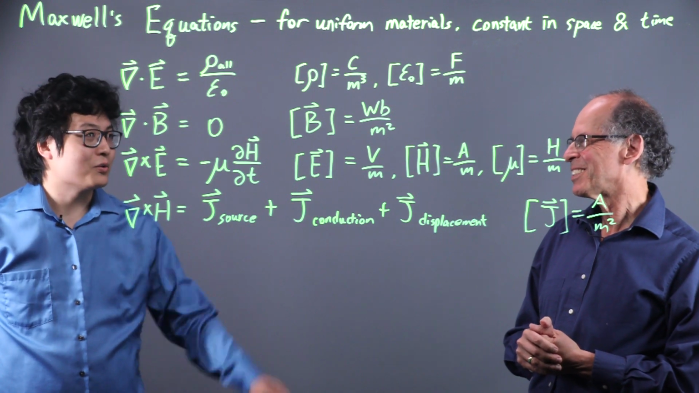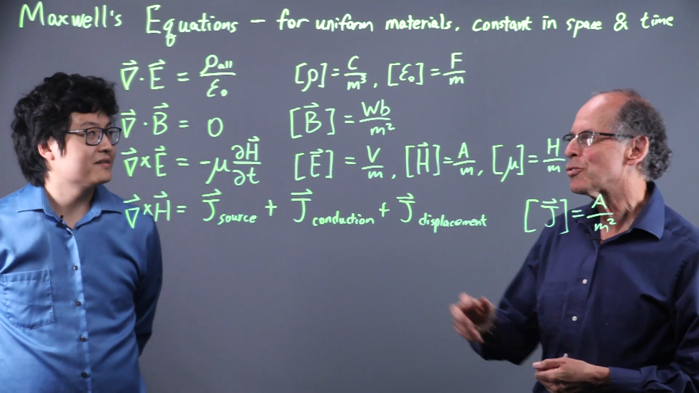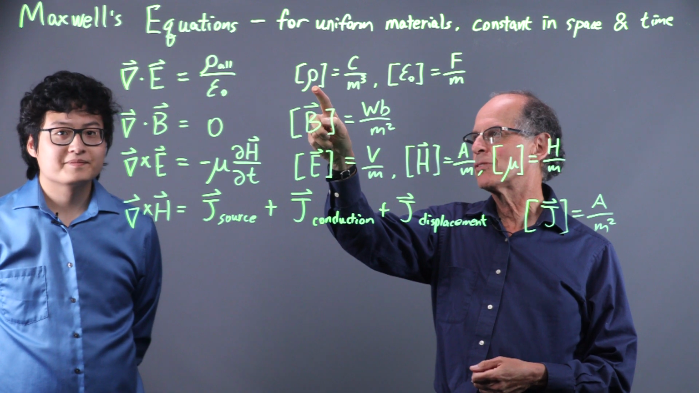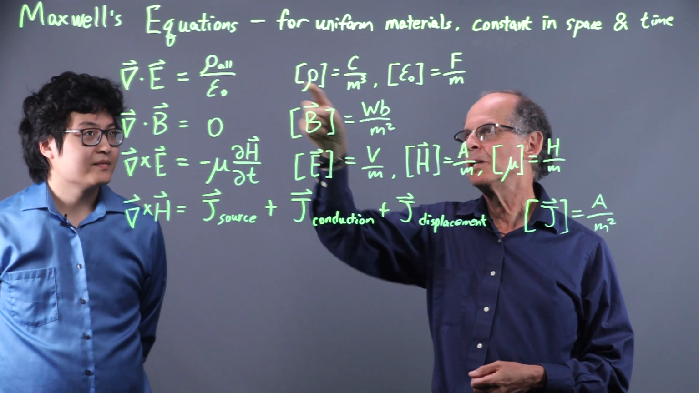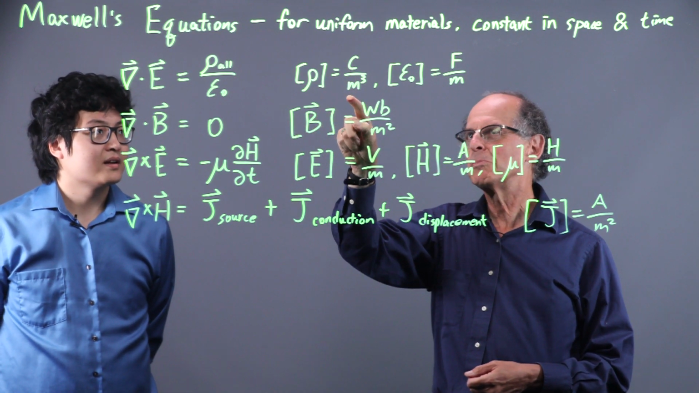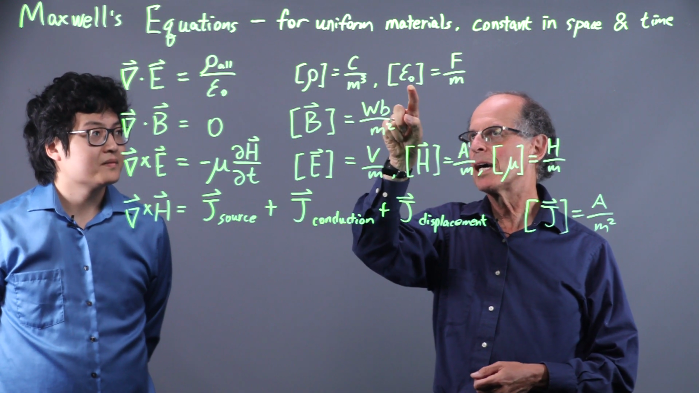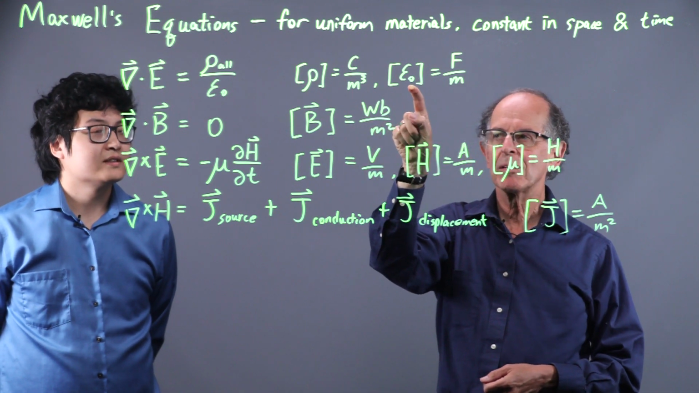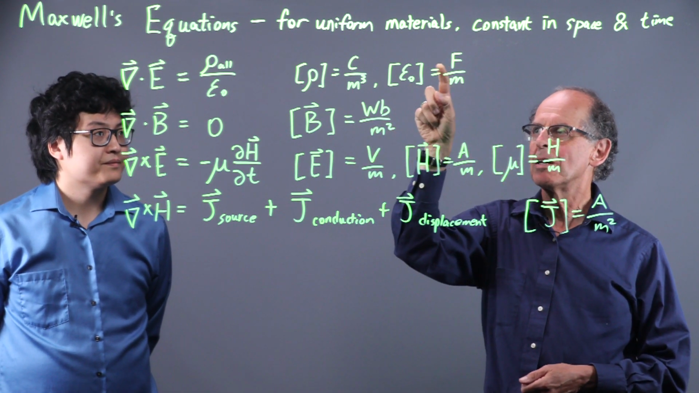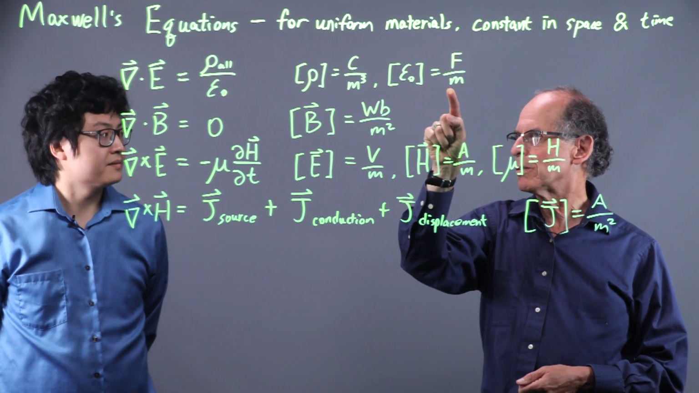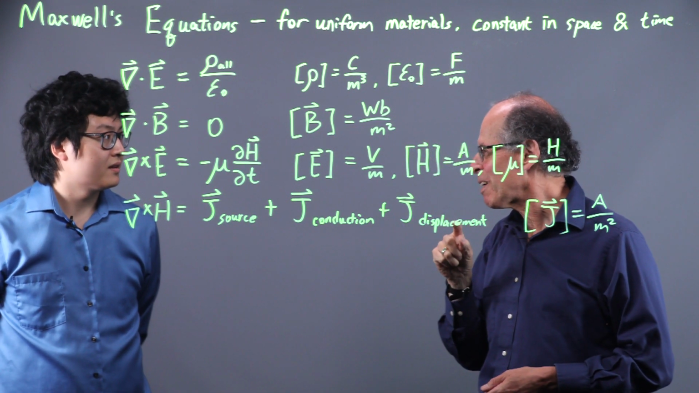Neat. And do you want to talk about the units for these? Sure. So the units for the charge density, rho, is coulombs over meter cubed. And epsilon naught, which is the vacuum permittivity, is farads per meter.